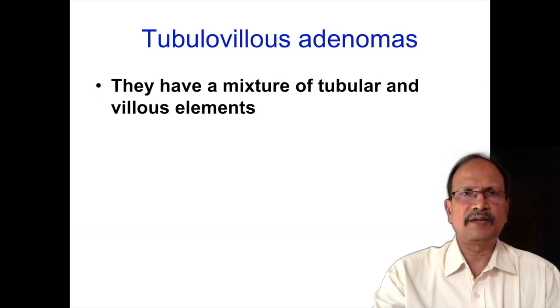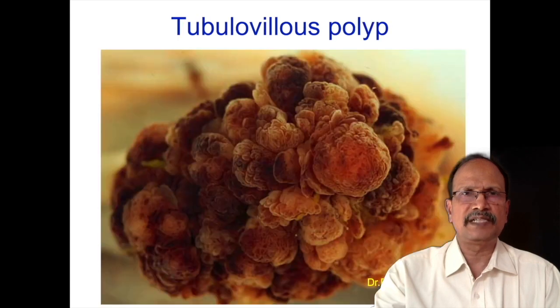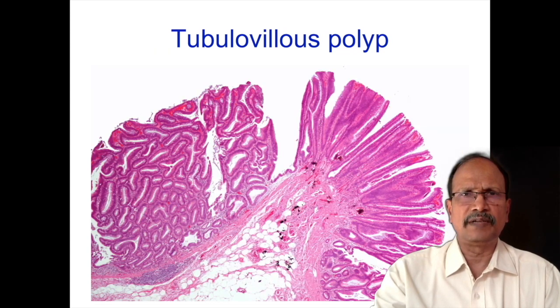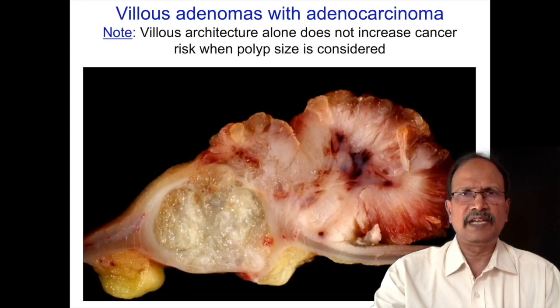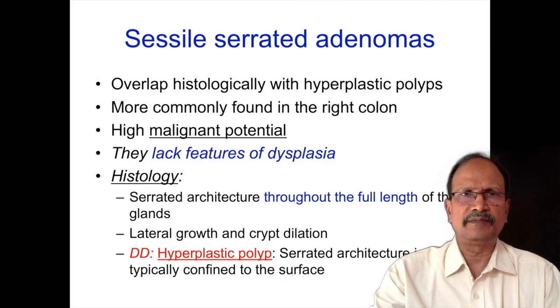Tubulovillous adenomas have a mixture of tubular and villous elements, and this is the appearance of a tubulovillous adenoma. You can see that it is not exactly resembling the villous type of adenoma. Histologically, you will see villi and also tubular glands composing this polyp. And this is a villous adenoma, wherein to the right you are seeing the villous adenoma, and on the left there is mucin-secreting adenocarcinoma, which is arising from the villous adenoma.